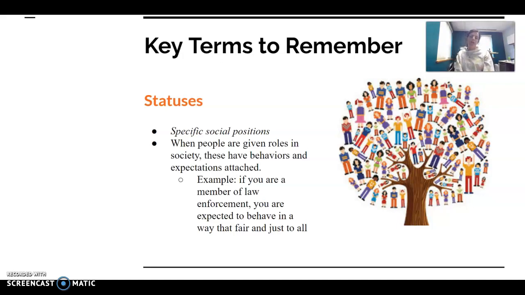When people are assigned these roles in society, they have behaviors and expectations attached. If you were given the position of a member of law enforcement, you are expected to behave in a way that's just and fair to all. You can see this play out very much in real time with the shooting of Patrick Lyoya in Grand Rapids. A member of law enforcement acted in a way that many people believed was not consistent with the status and the role expectation. Other people believed he did.